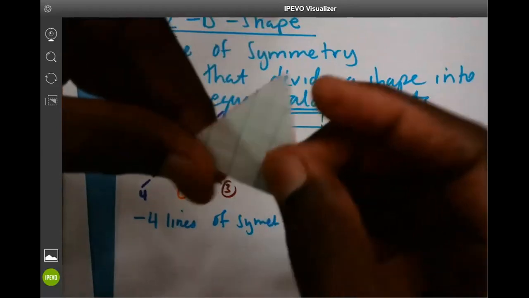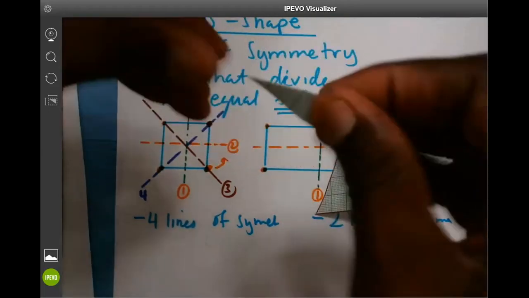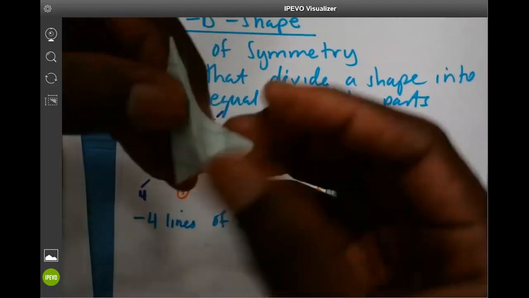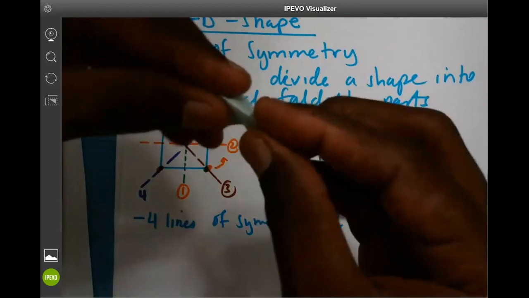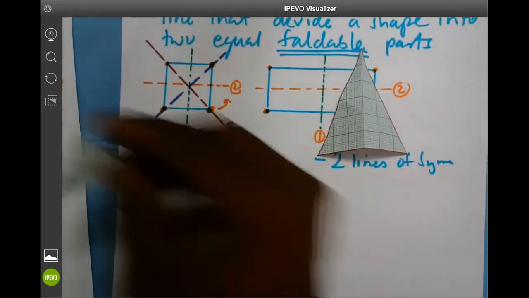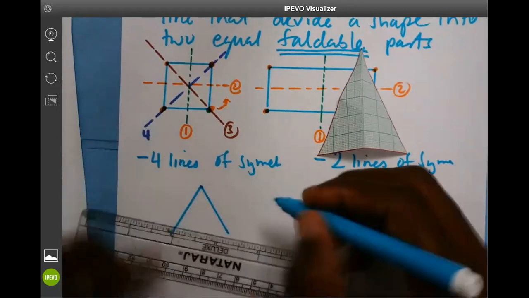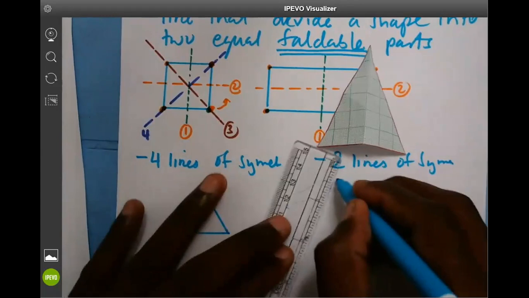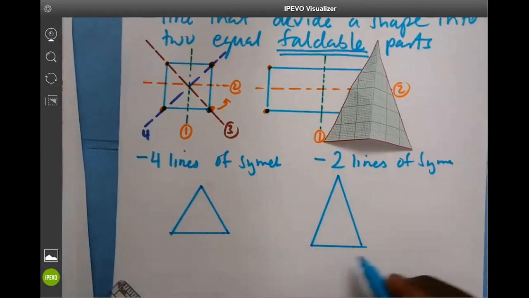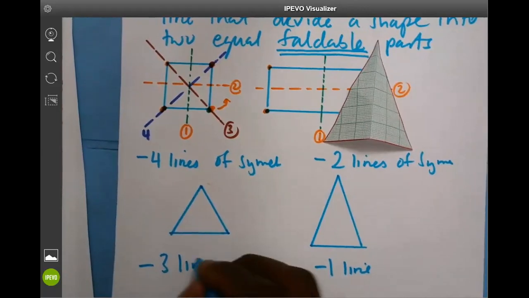And finally, I can fold also the remaining other corner. There. So when I check, it has joined. When I check this side, it has joined. So when you have an equilateral triangle, we can fold it in three different ways. So an equilateral triangle has got three lines of symmetry. But when I have an isosceles triangle, it will have only one line of symmetry. Equilateral will have three lines of symmetry. We have seen that.